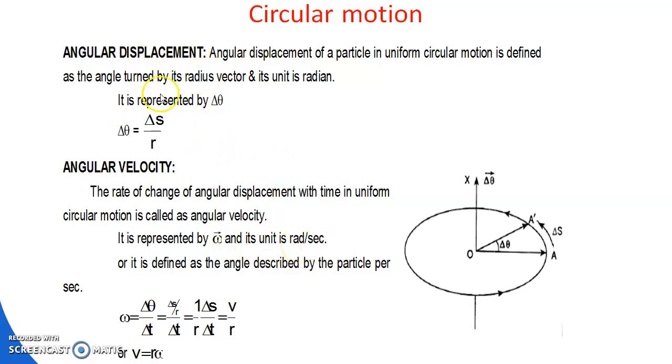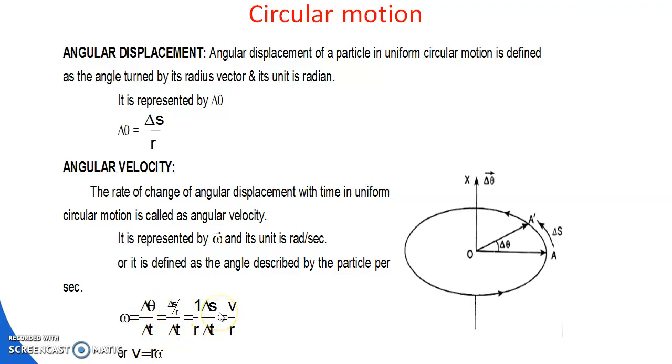And what is the unit of angular displacement? The unit of angular displacement is radian. Since the unit of angular displacement is radian, and angular velocity is angular displacement by time, its unit is radian per second. It is defined as omega is equal to del theta by del t, that is equal to del s by r by del t.